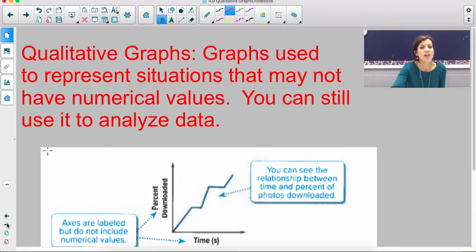So what is a qualitative graph? A qualitative graph is a graph that represents a situation that may not have numerical values. So it'll have an X label and a Y label, and it'll have a situation of what's going on so you can figure it out. You're going to see increasing, decreasing lines and a relationship, but there won't be any numerical values. So it does not have numerical values. We are still going to use it to analyze data. So you got that down on the top of your notes?